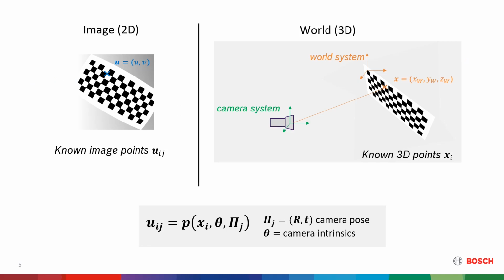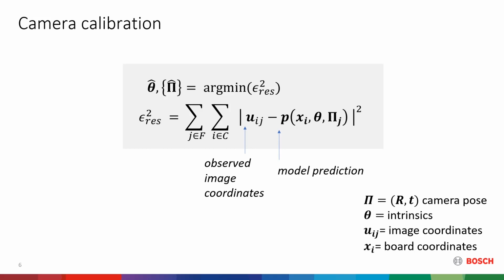In target-based camera calibration, this is achieved by using targets of well-known geometry. Thereby, a set of 3D points as well as their corresponding image points are known, which can be used to estimate model parameters. During optimization, the difference between observed image coordinates and model prediction is minimized. Here, epsilon describes a standard reprojection error.